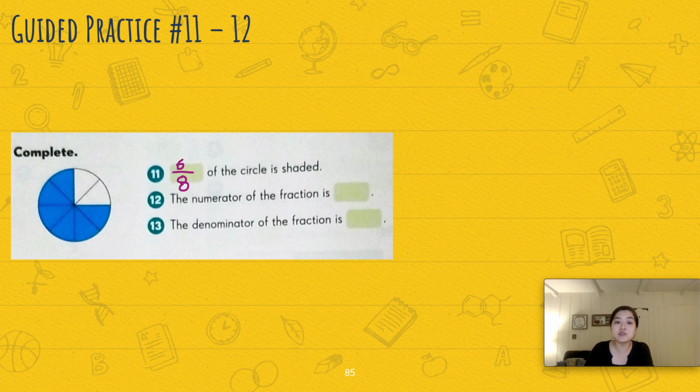Number 12, the numerator of the fraction is, numerator, does it refer to the top number or the bottom number? The top number, so it's a 6. And the denominator of the fraction refers to the bottom number, and that's an 8.